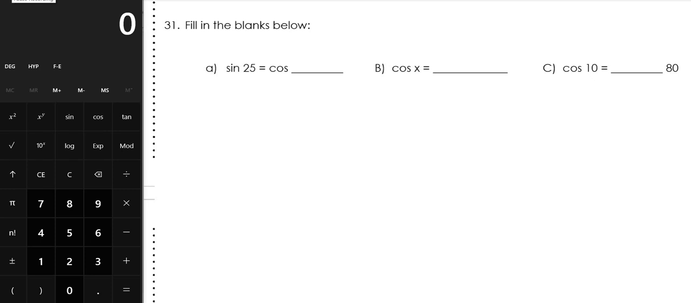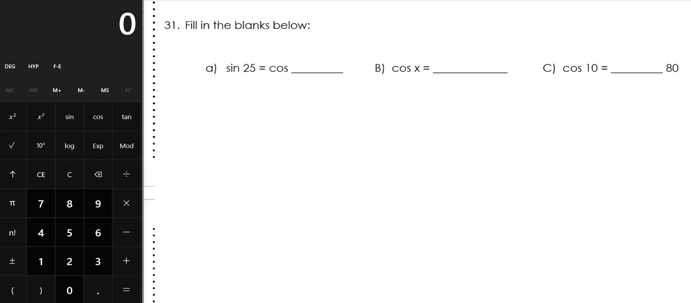Number 31. Fill in the blanks below. Okay, it looks like we're doing trig. I see sine, I see cosine, but there's no diagram, and I don't have this as a calculator question, so I wonder what this is testing. Well, I'll tell you. It's called sine and cosine complementary functions.